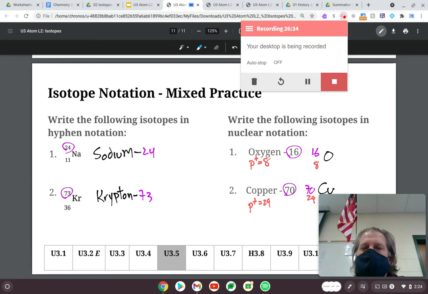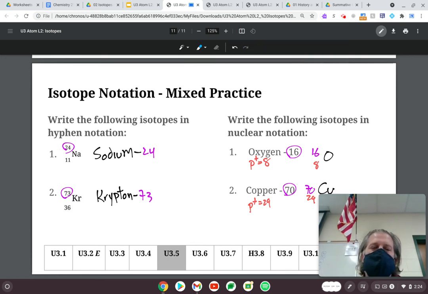So what I have here is, in the case of the hyphen notation, I simply wrote out the element name, sodium or krypton, dash. And because I was given the mass number in the information that was presented to me, I just simply copied it over. So the 24 came after sodium, so sodium 24. The 73 came after krypton, so krypton dash 73.